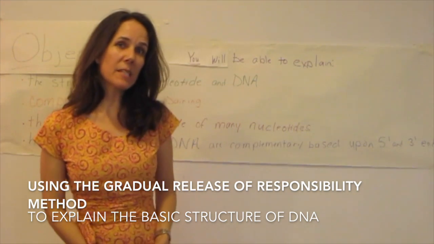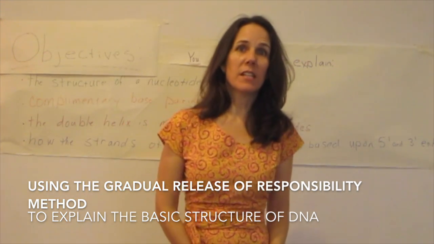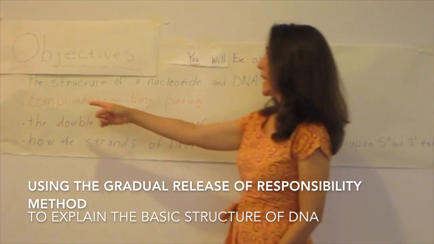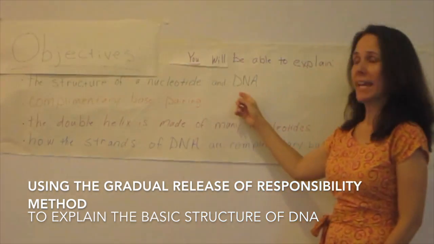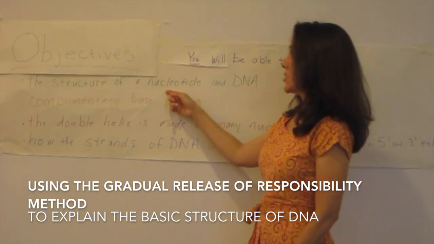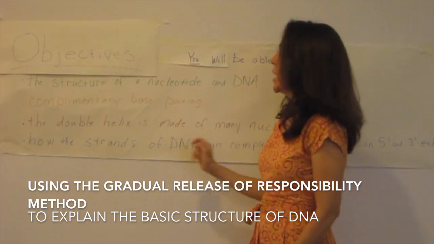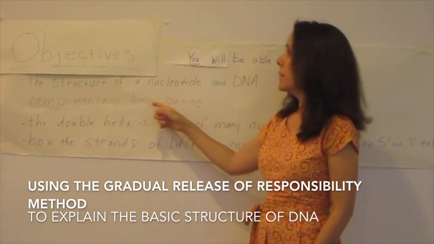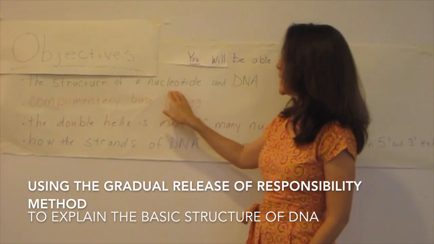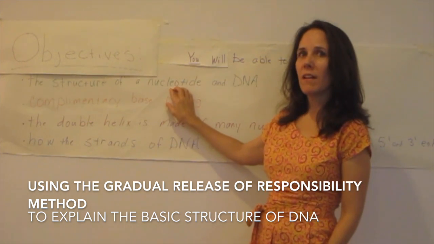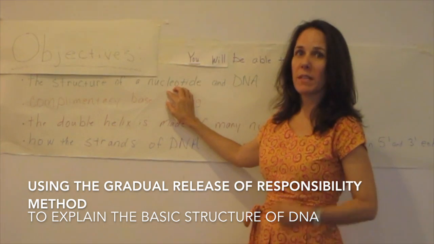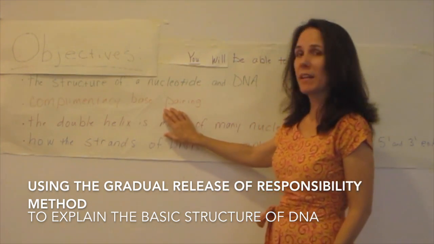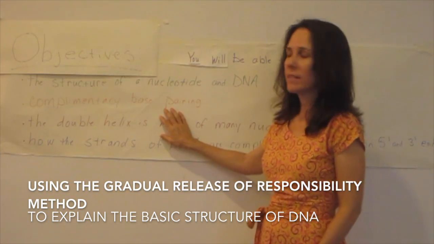And by listening to this presentation and performing these activities, by the end of this lesson, you will be able to explain the structure of a nucleotide and DNA. A nucleotide is just the basic structure of DNA. You will be able to explain complementary base pairing. And base pairs are basically the components of the nucleotide that are the ingredients for the recipe of life that's in DNA. It's this arrangement of base pairs that tells you who you are.